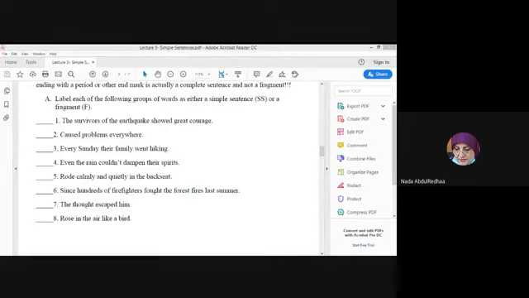Now, rode calmly and quietly in the back seat. Sorry. Can I answer? Yes. Who is it? It's a fragment sentence. Yeah. Why? Because we don't have the verb. We don't have a verb. Yeah. What about rode? What about the first word? Rode. It's a subject. No. This is the past verb, the past form of ride.